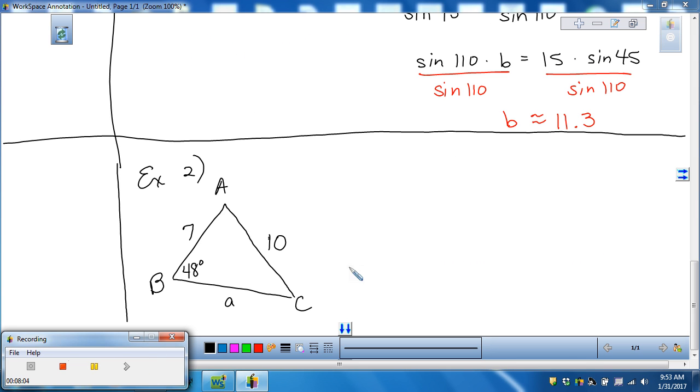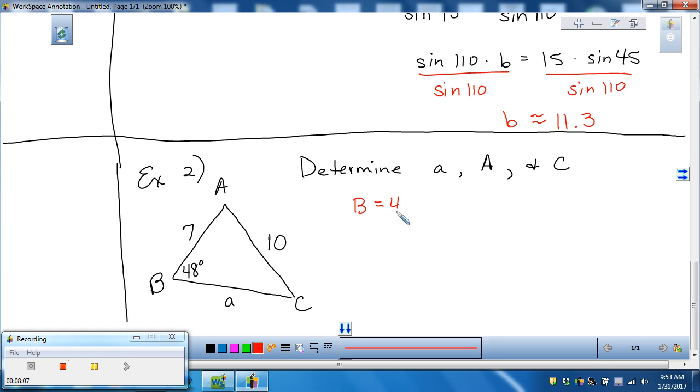Okay, example 2. We need to determine little a, side a. We also need to determine angle A and angle C, so we're finding all the missing parts. First thing we're going to do on this one is we're going to notice what we have. We have angle B given to us. We have little b given to us. And we have little c given to us.